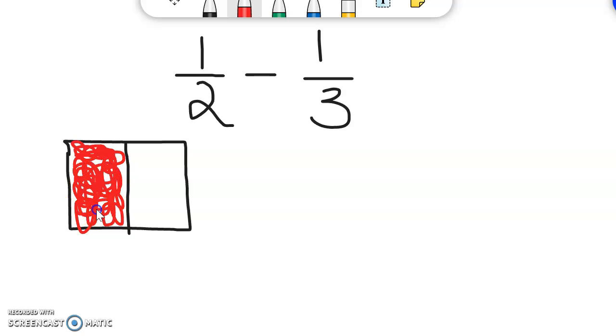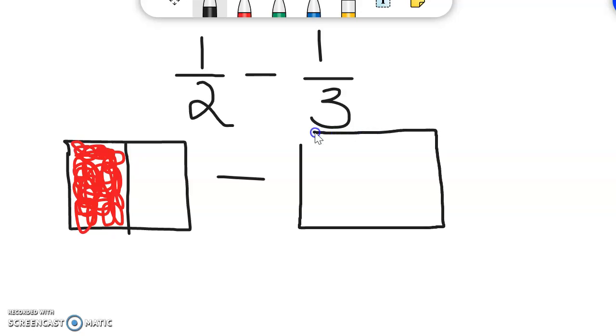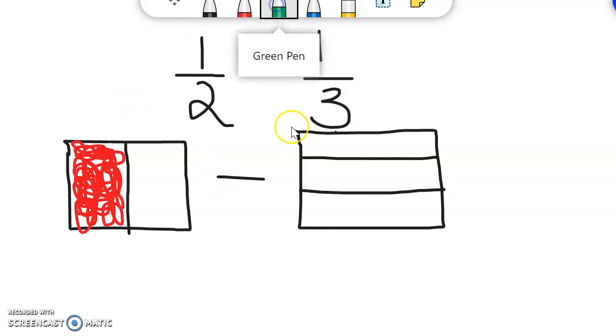All right. Then I'm going to put a subtraction sign in between, and I'm going to draw another rectangle. And this time I'm going to draw horizontal lines. How many parts am I going to break this second rectangle up into? 3, absolutely. So I'm going to draw 1 line, 2 lines to make 3 parts. How many parts am I going to shade in? 1. So shade in one of your parts.